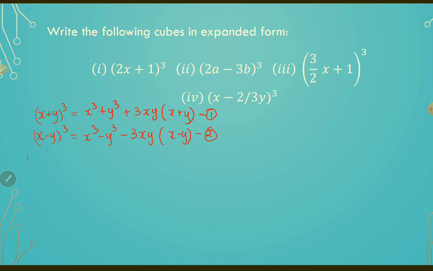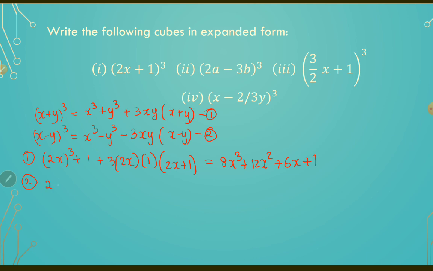So we have to use the first identity for the first question, that's nothing but 2x the whole cube plus 1 plus 3 into 2x into 1 into 2x plus 1, that's nothing but 8x cube plus 12x square plus 6x plus 1. The second one belongs to equation number 2. So we have to use identity number 2 for the second question.